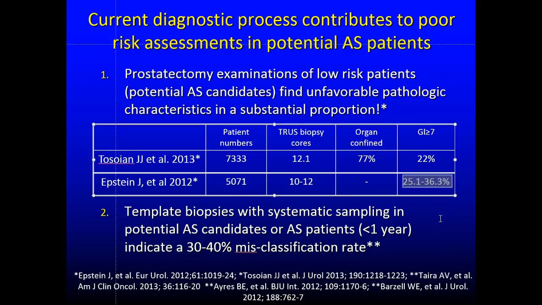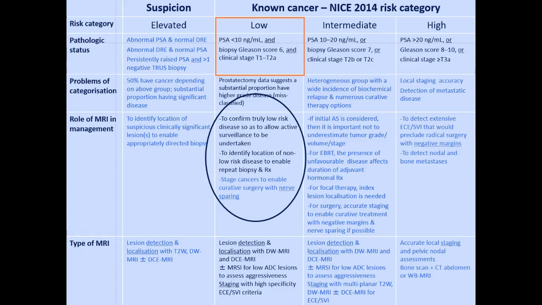So patients who come along for active surveillance do harbor higher risk disease, and in fact that can be in up to 30 or 40% of patients. So the role of imaging is to truly confirm that low risk disease is present, so as to allow active surveillance to be undertaken and so reduce overtreatment. But the role is also to identify non-low risk disease to enable repeat biopsy and appropriate triage.